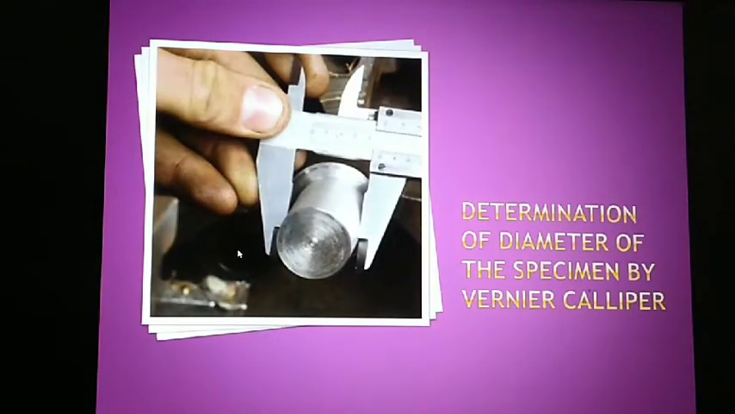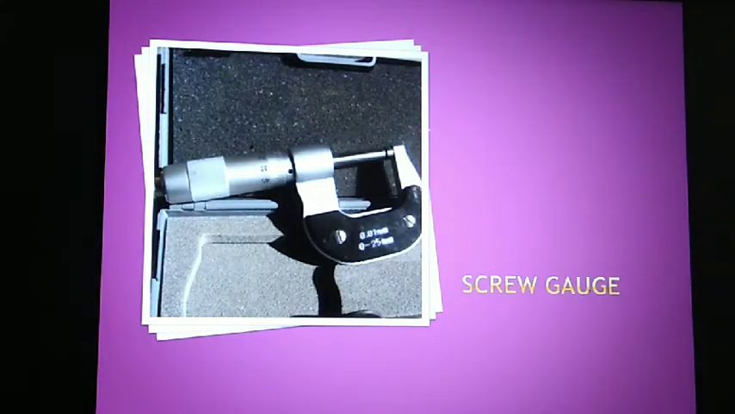So let us see how the measurement is done. For that, you have to hold the specimen in such a way that it will touch the outer jaws perfectly, so that the dimensions you are getting are accurate. To get an accurate reading, the specimen should be in contact with these jaws perfectly. So in this way the experiment is done. And similarly, this is the screw gauge, and you have to hold the specimen here in order to get the accurate reading. So contact is very much necessary in this inspection.